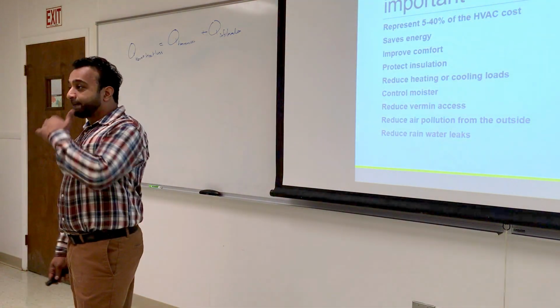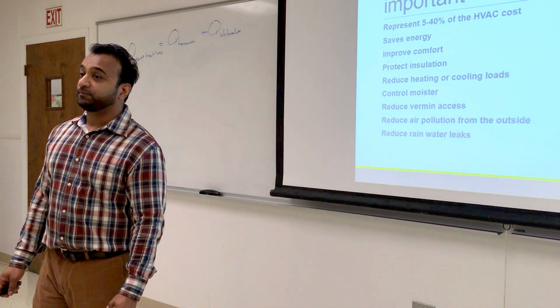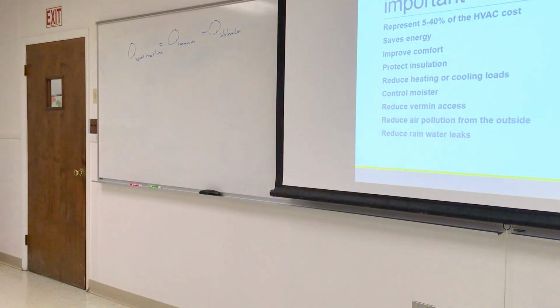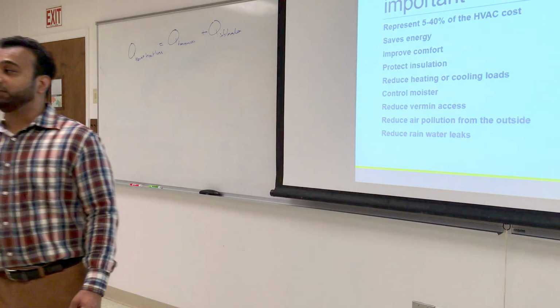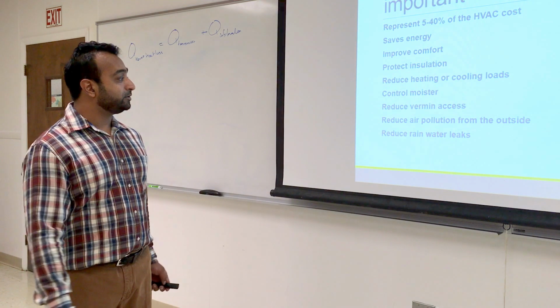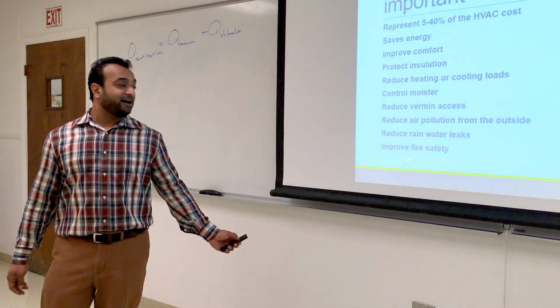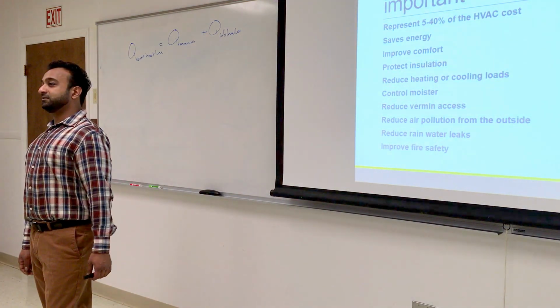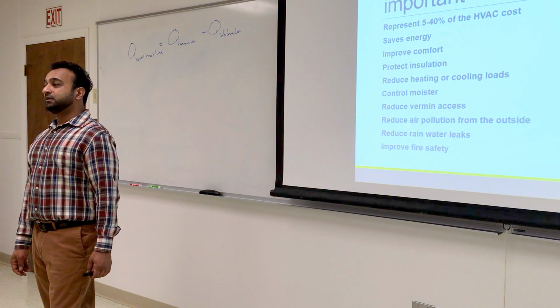Rainwater leaks. If you have a leaky roof, or your house is not well insulated, the heavier the rain, the more pressure there is, and you will get some leaks inside. Rain will lead to moisture, and that will also ruin your building structure. Fire safety. That's something a lot of people don't think of. Why is it a fire safety issue?